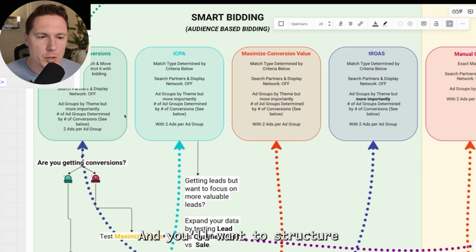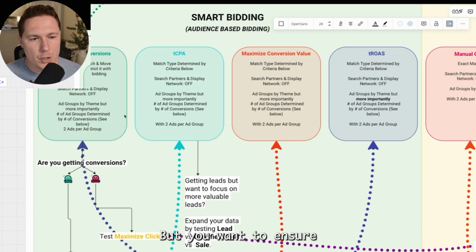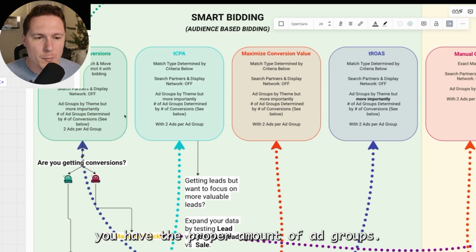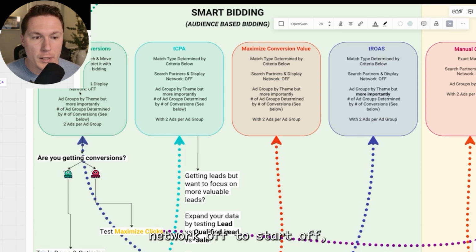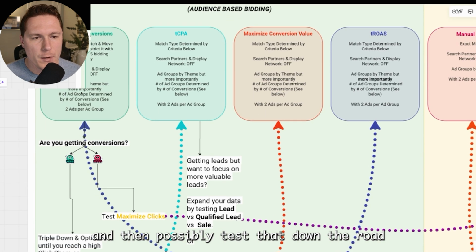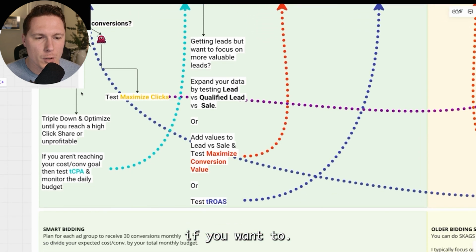And you'll want to structure your campaigns with ad groups by theme, but you want to ensure that based off of your budget, you have the proper amount of ad groups. This is a mistake that I see pretty commonly, and it's just something to watch out for. Again, just before I move on, search partners and display network off to start off, and then possibly test that down the road if you want to.